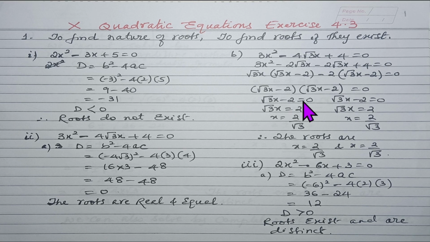So putting root 3x minus 2 equal to 0, we get x is equal to 2 by root 3 and x is equal to 2 by root 3. We find that the roots are real and equal. So that is how we solve the examples.